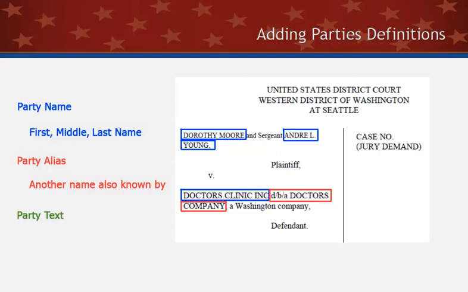Party text, text describing an individual or business. This includes ranks and titles. In this example there are 2 party texts: Sergeant, for Andre L. Young, and a Washington Company, for Doctors Clinic Incorporated.